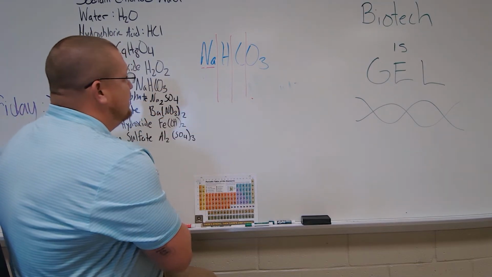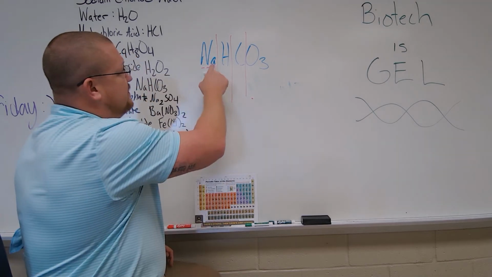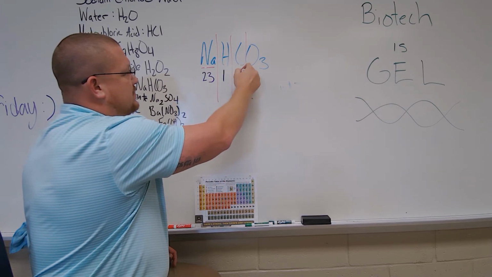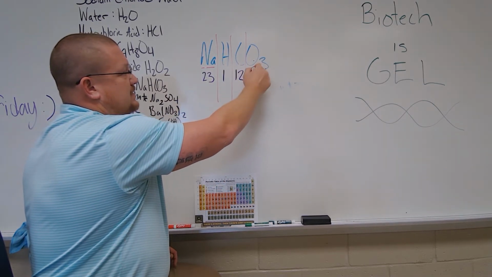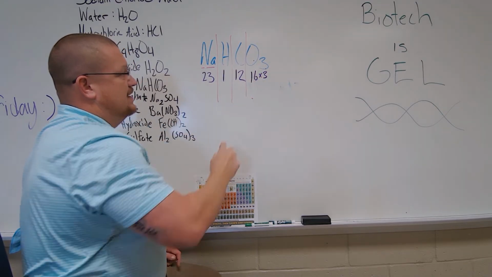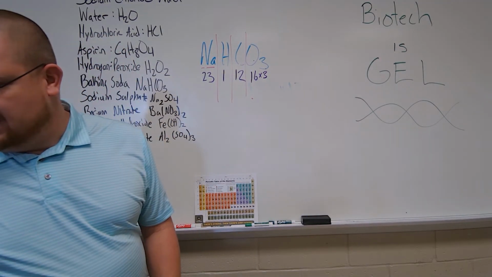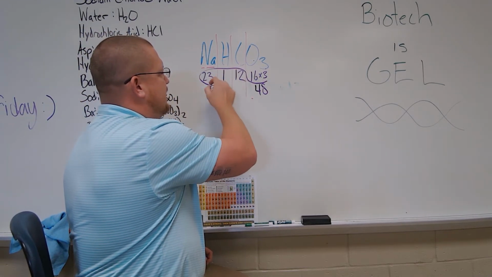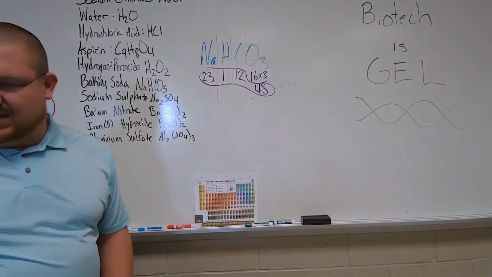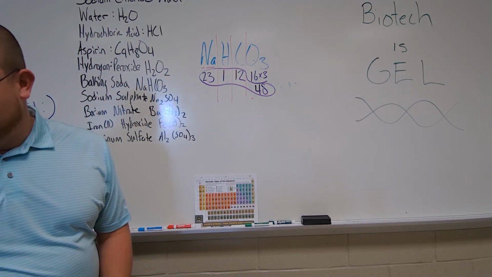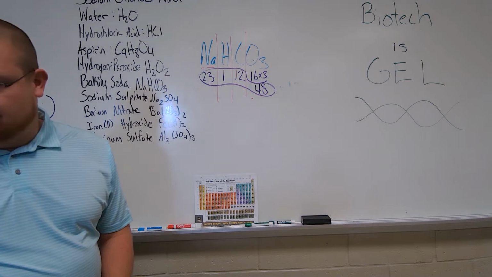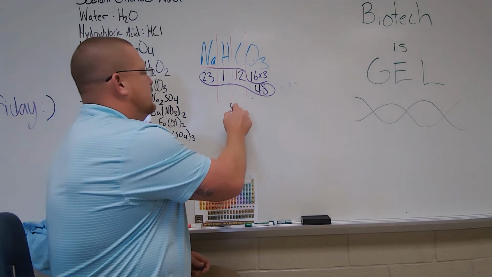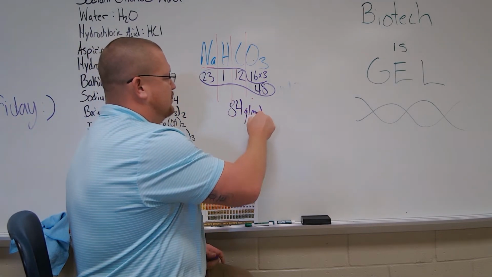So sodium, there's 1 of them, it's 23. 1 hydrogen is 1, 1 carbon, 12, 3 oxygens, so 16 times 3, what's that? 48. So we're going to add these together, right? 48 plus 12, enter. Plus 1, enter. Plus 23, enter. Right? 84 grams per mole.